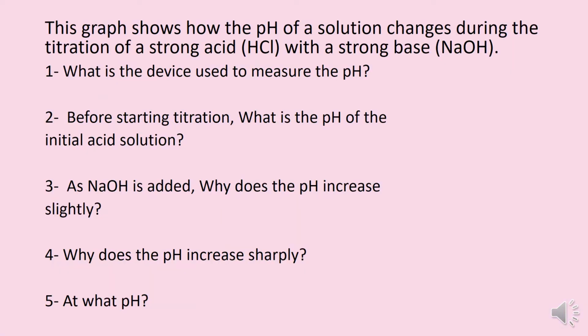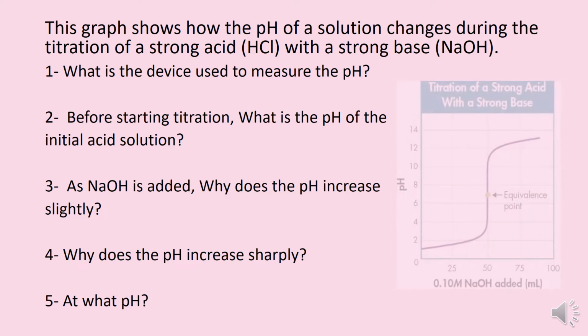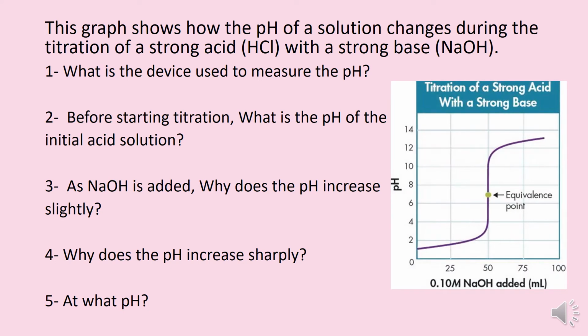Now, let us explain this graph that shows how the pH of a solution changes during the titration of a strong acid HCl with a strong base NaOH.